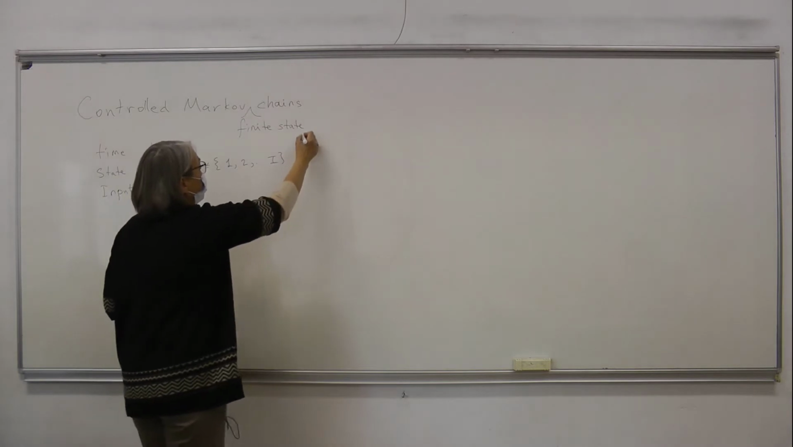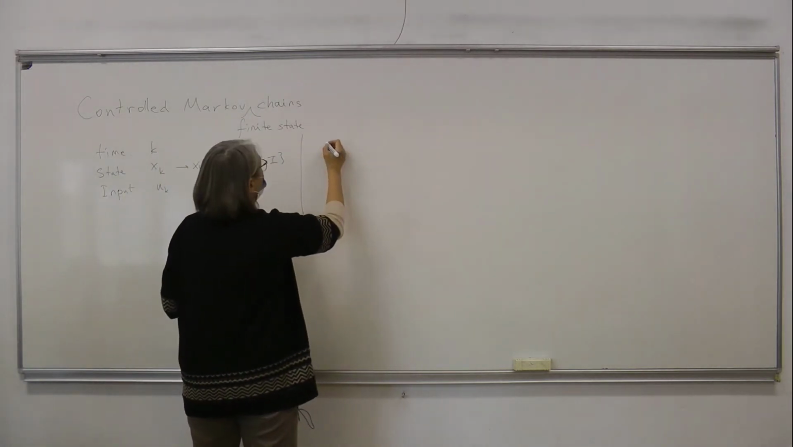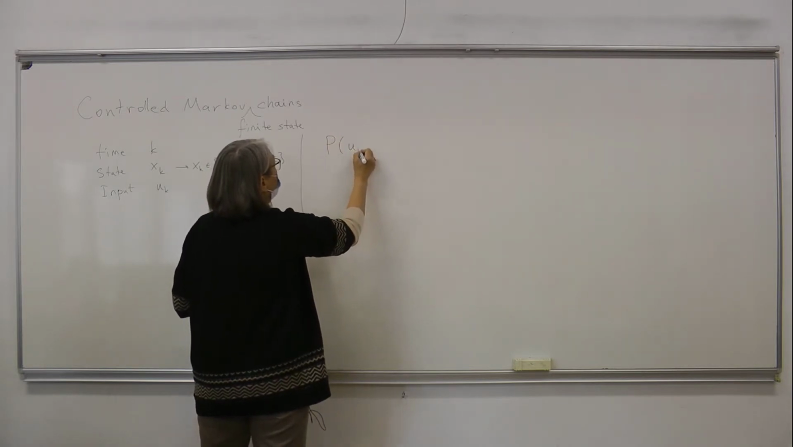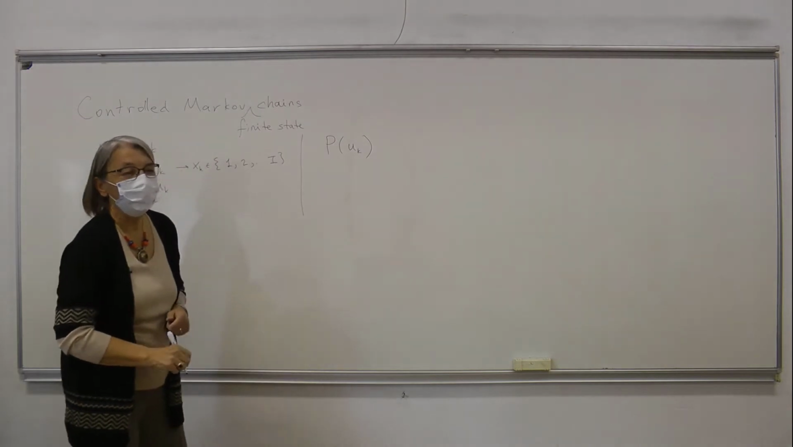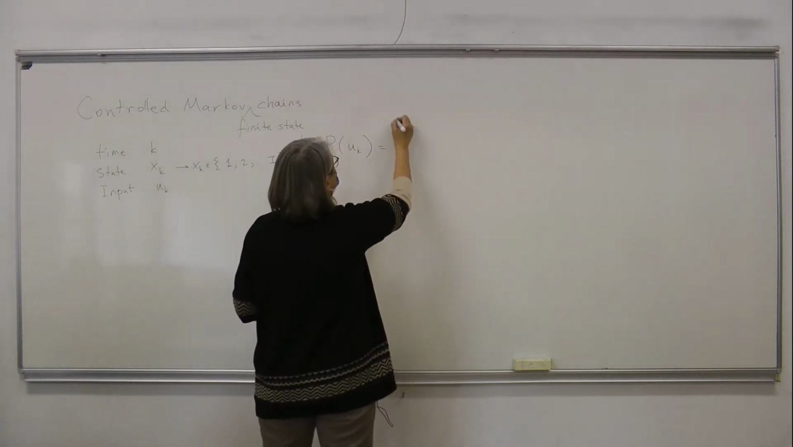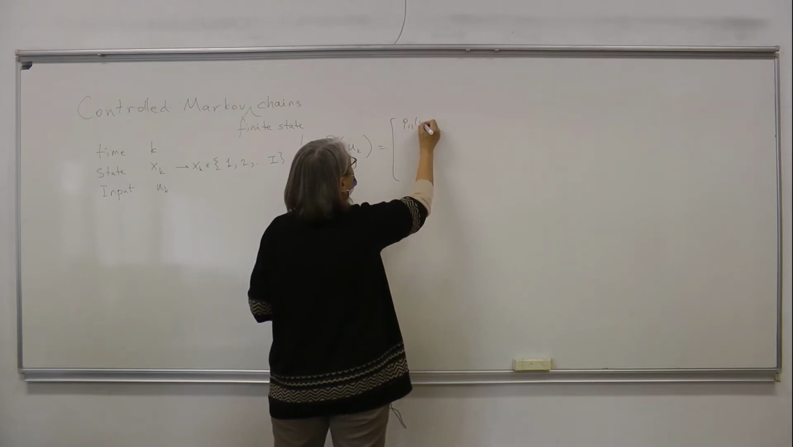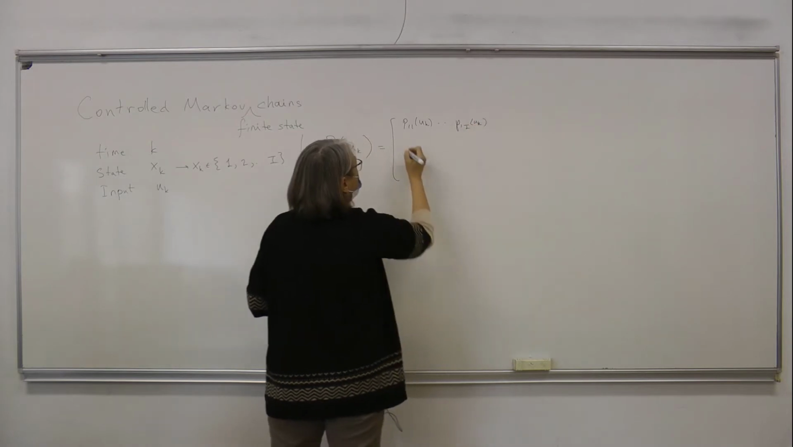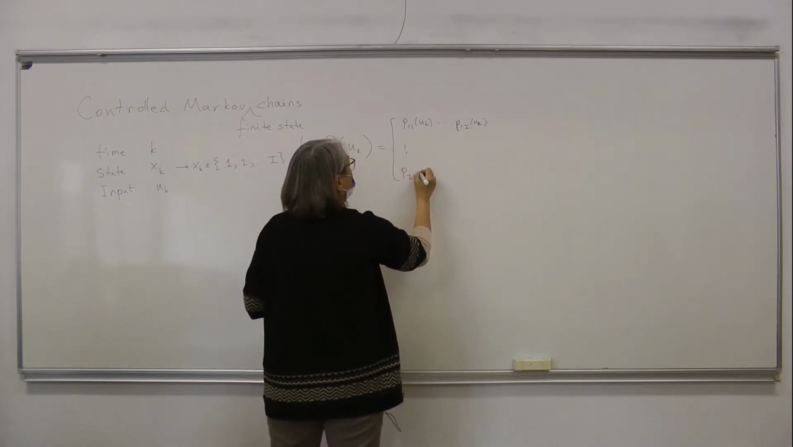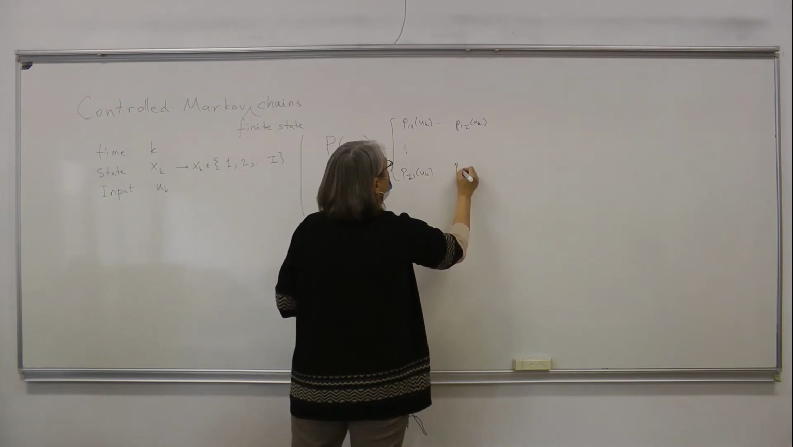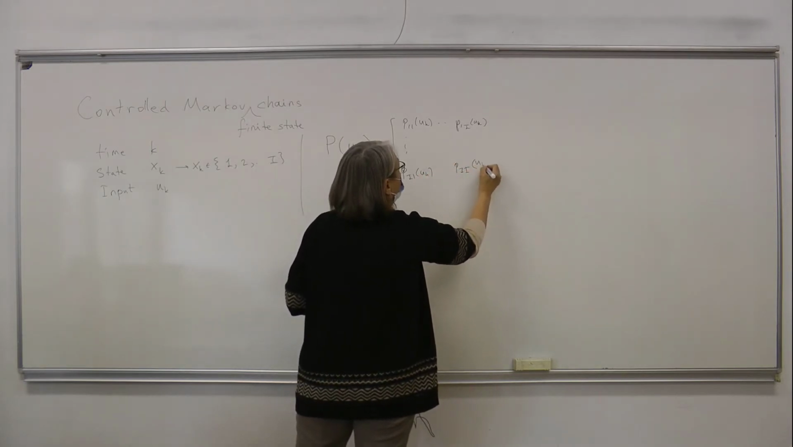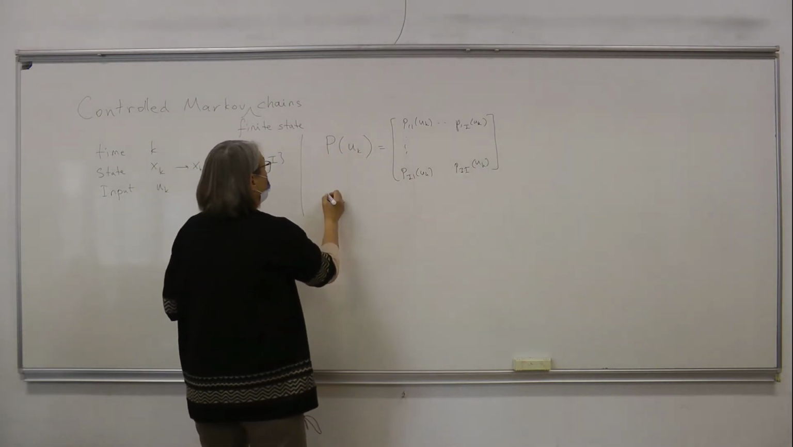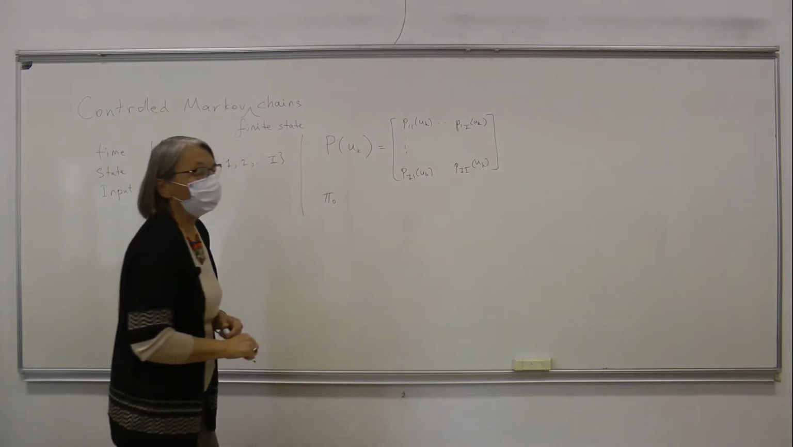And therefore we will represent a finite state controlled Markov chain by a transition probability matrix which will depend on the input that we have selected as P of u_k. And this is nothing but something like that. P11 of u_k, P1I of u_k, since we have I number of states, PI1 of u_k, and PII of u_k. And then furthermore, of course, we need an initial condition, and the initial state distribution is denoted by pi 0.